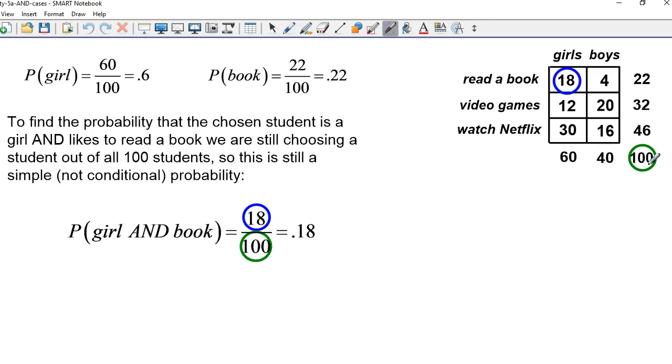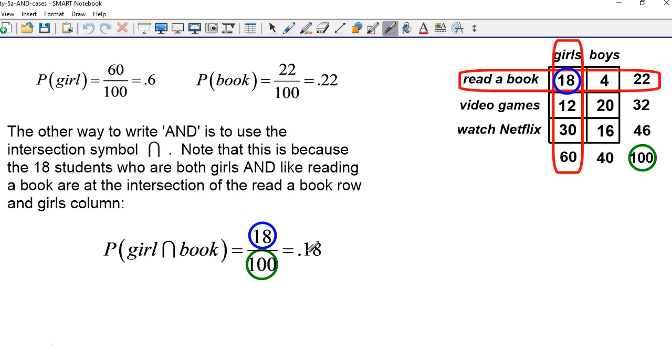Okay, so to find the probability that the chosen student is a girl and likes to read a book, we're still choosing a student out of all 100 students. So this is still a simple probability, not a conditional probability. And the bottom of the fraction would be 100, but this time we would have the more restricted number here, 18. To be included in girl and book, you have to like to read a book and also be a girl, right? So that would only be these 18 students, not the 60 girls and not the 22 people that liked a book, but the 18 that were both reading a book and being a girl. Right, so 18 out of 100 gives an 18% probability that a student is a girl and likes to read a book.